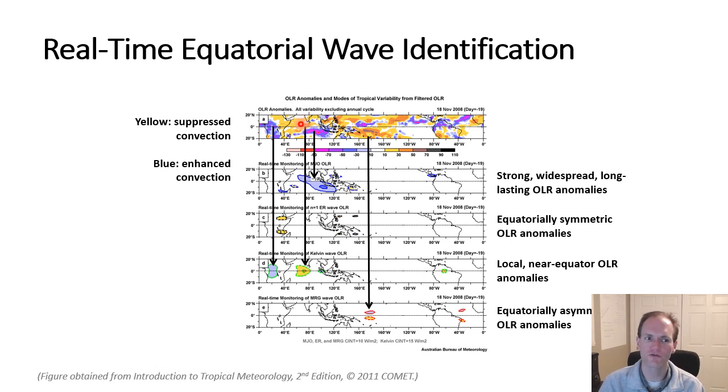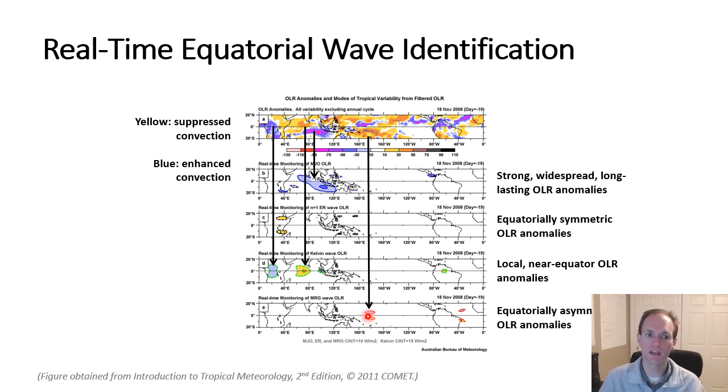Likewise, this suppressed region near the equator in the Indian Ocean is associated with a suppressed phase of a Kelvin wave with reduced convection, reduced thunderstorm activity. Likewise, here near the international dateline in the Pacific Ocean, we have enhanced convective activity north of the equator with suppressed convective activity south of the equator. This corresponds nicely to a mixed Rossby gravity wave with enhanced activity north and suppressed activity to the south of the equator.